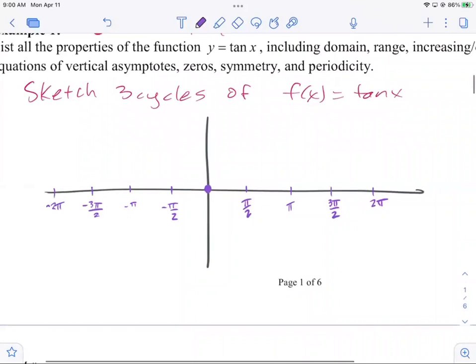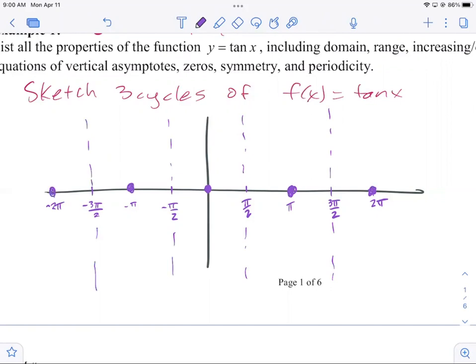So all we're going to do is alternate from axis point, or x-axis point, x-intercept, which is the inflection value, and vertical asymptote. So vertical asymptote here, axis point there, asymptote here, axis point there, and so on and so forth. Asymptote, axis, asymptote, axis, and so on and so forth.